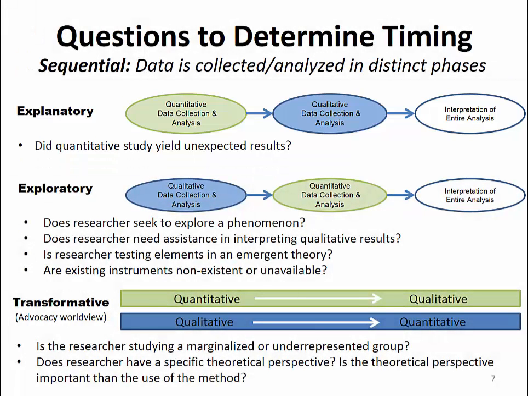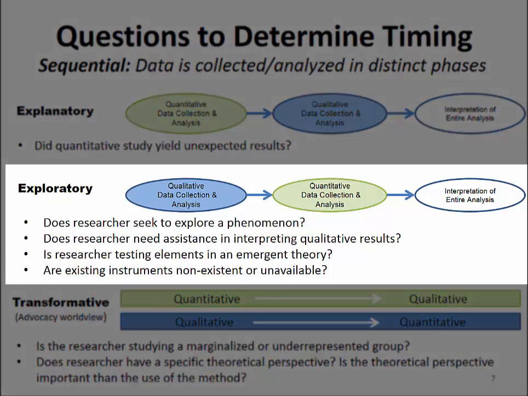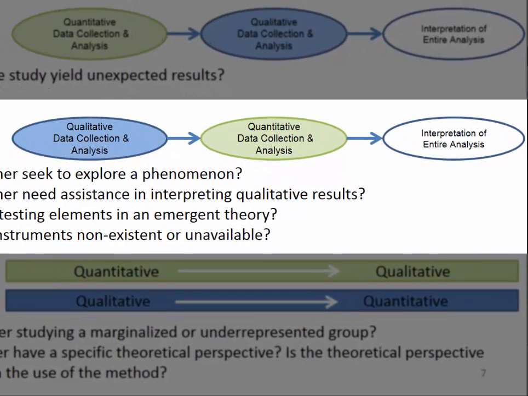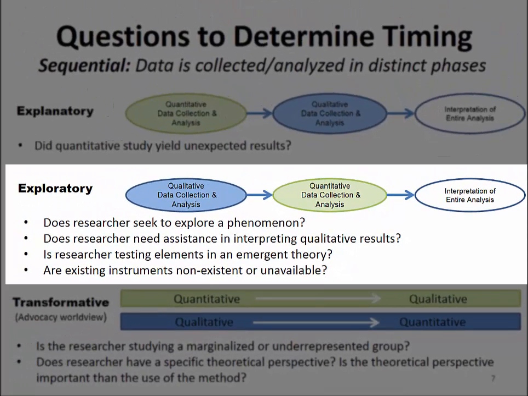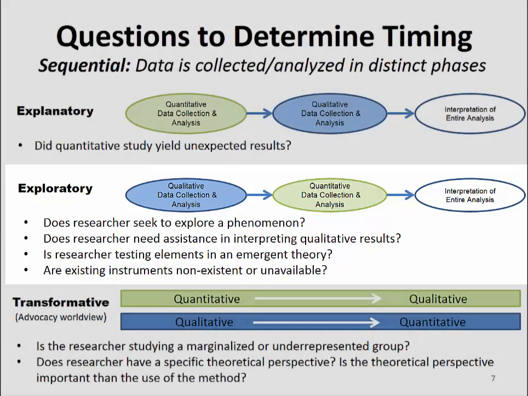While this approach is straightforward and easy to implement because of its clear, separate stages, the data collection process is lengthy. In the exploratory approach, the phases are reversed. Qualitative data is collected and analyzed, then quantitative data is used to help interpret the qualitative findings. This approach may be used if a new instrument needs to be developed. It is easy to carry out and straightforward to report. However, like the explanatory approach, there is a lengthy data collection process.